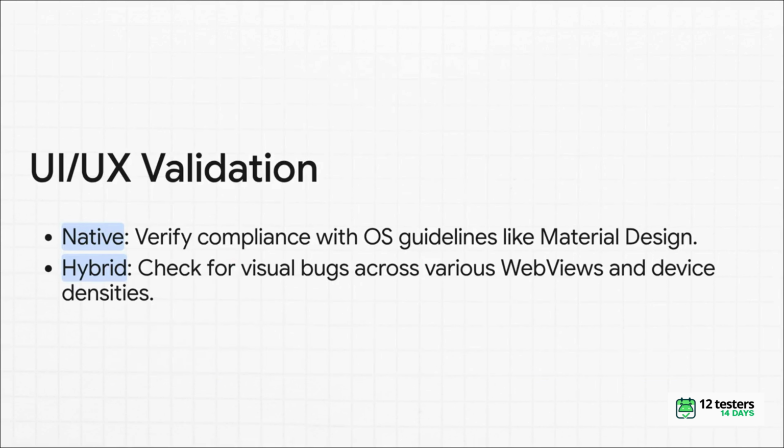And the reason this happens is right here. Native UI testing is all about making sure you're following the strict design rules of the OS, like Android's Material Design. But hybrid UI is way less predictable. The same code can look totally different depending on the phone's WebView version or its screen density. So you have to hunt for these visual glitches across a huge range of different screens.